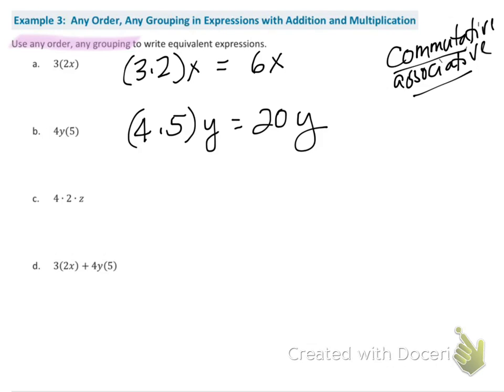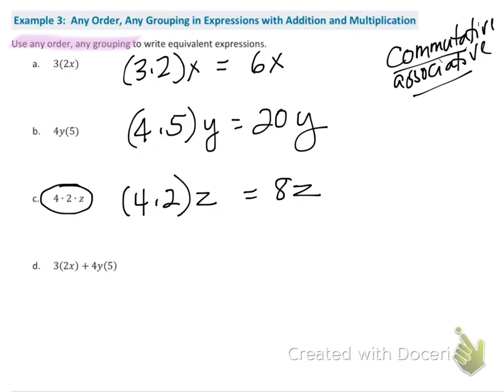Okay, let's continue on here with C. Again, using the associative property, we can put parentheses around the 4 and the 2, multiply those by the z, and that equals 8z. Pretty simple, okay? Because again, you're taking all of these and multiplying them by each other.